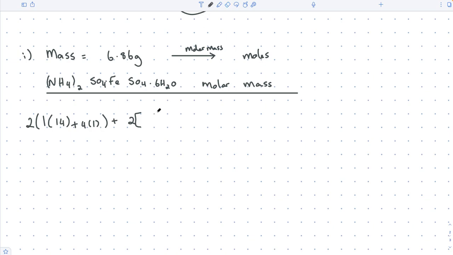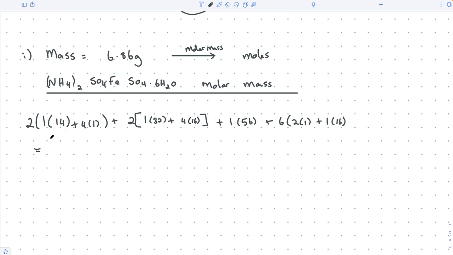So SO4, first of all, is going to be 1 by 32 plus 4 by 16. And then I close that bracket, and then I'm going to have iron, which is going to be 1 by 56, and then I'm going to have 6 by H2O, which is going to be 6 by 1 by 1, 2 by 1, so 2 by 1, and then I'm going to have 1 by 16.